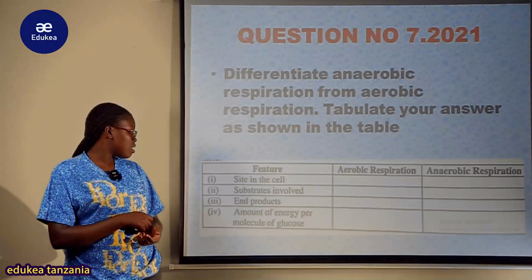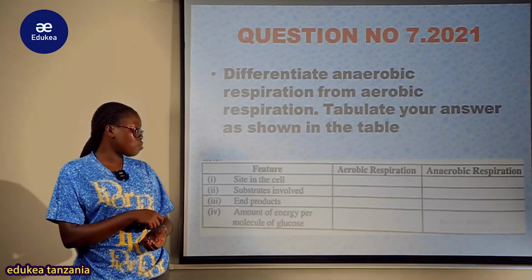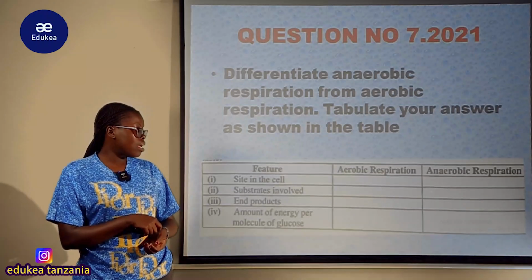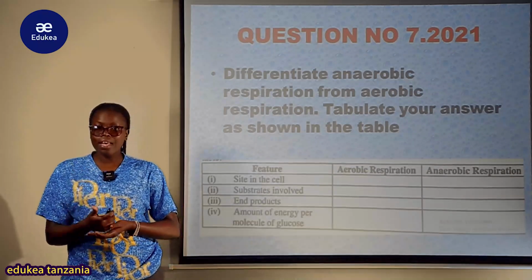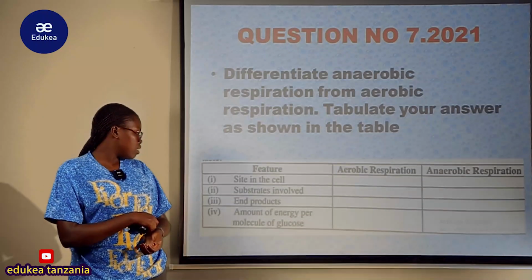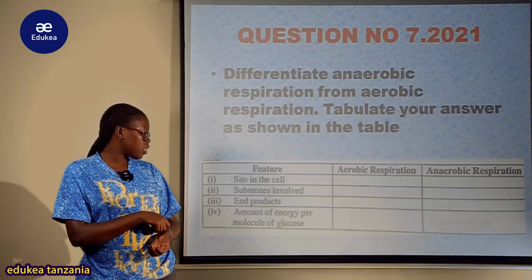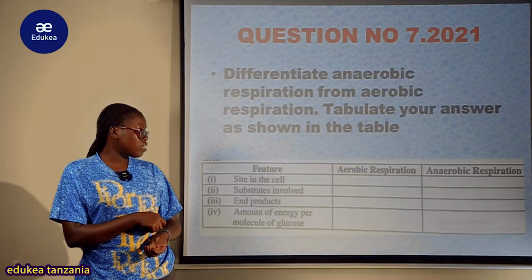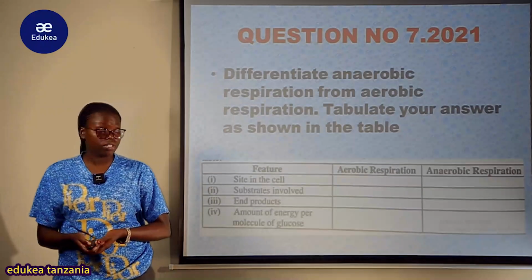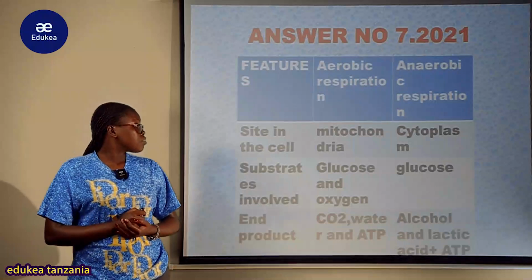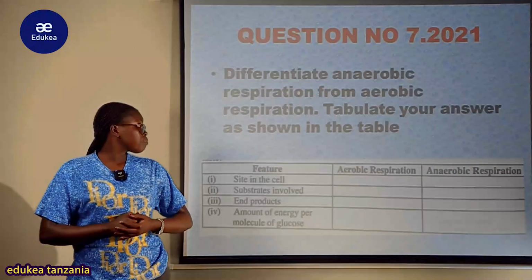Another one is by stating the end product. What is the end product of aerobic respiration and what is the end product of anaerobic respiration? And the last one is by giving the amount of energy per molecule of glucose released during the aerobic respiration and the one released during the anaerobic respiration. So that was our question.